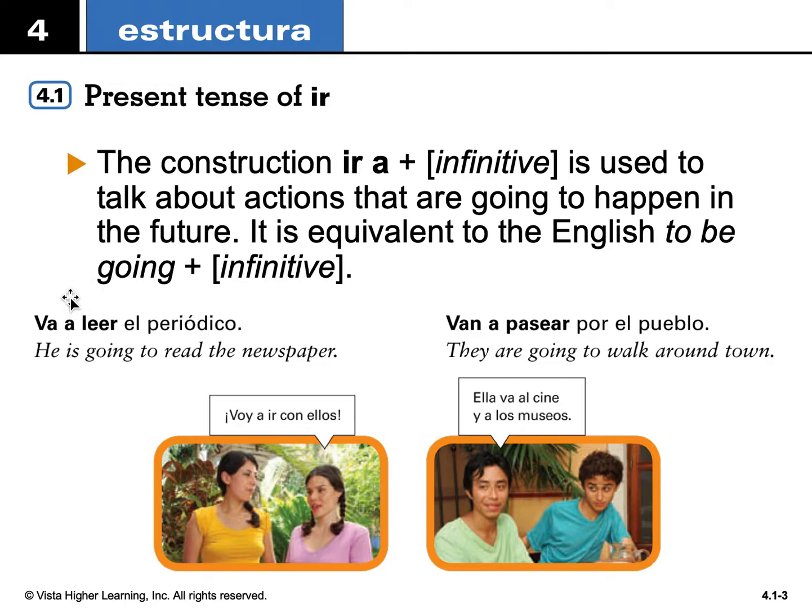Now, you need to make sure that you have this word a in here as well. This is something where we can't really look at the literal translation because we know that the literal translation of leer is to read. But we need to put this a in there, which may seem redundant just based on what you know about English, but let's not think about a direct translation. You just always need to know some conjugation of ir plus the word a plus an infinitive. They are going to walk around town. Van a pasear por el pueblo.